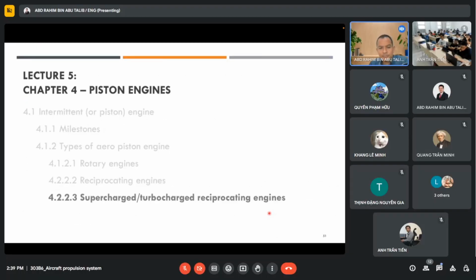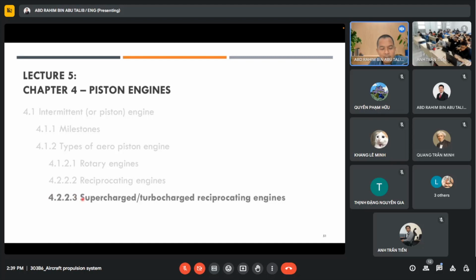So what we can do is that we want to stop here for a while. We have a short break first before I continue with the third type of aero piston engine. So we can have a short break and we can continue back.